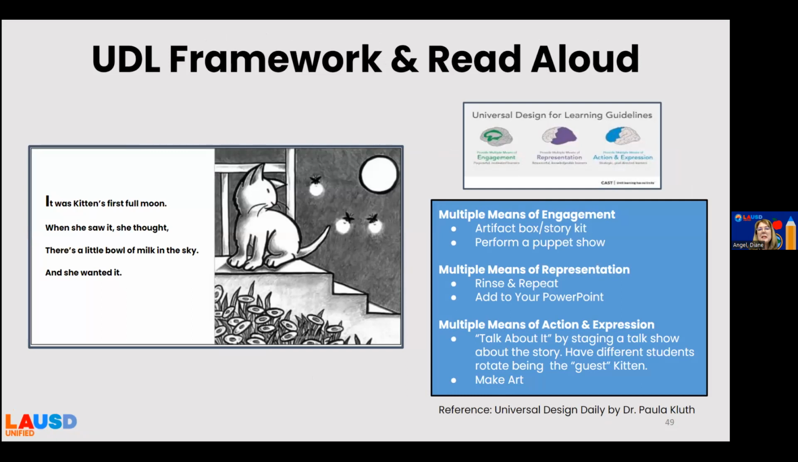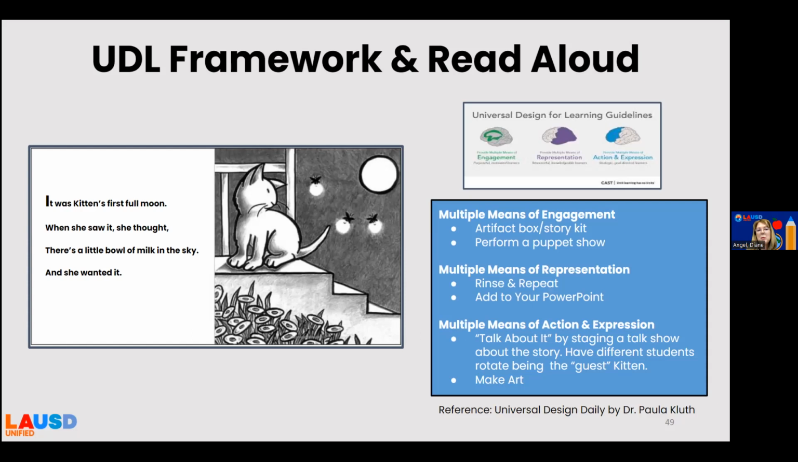For multiple means of engagement, you could have an artifact box or a story kit that helps students explore a story kit filled with objects related to the story. For example, a paper kitten, the moon, firefly, before and after the read aloud. Performing a puppet show offers students the choice of performing a puppet show, retelling the story to a partner or to the class. Use puppets for partner discussions or Q&A during breaks in the reading.